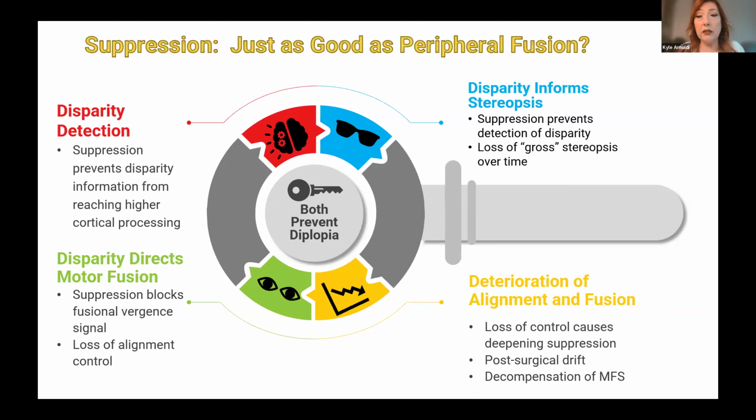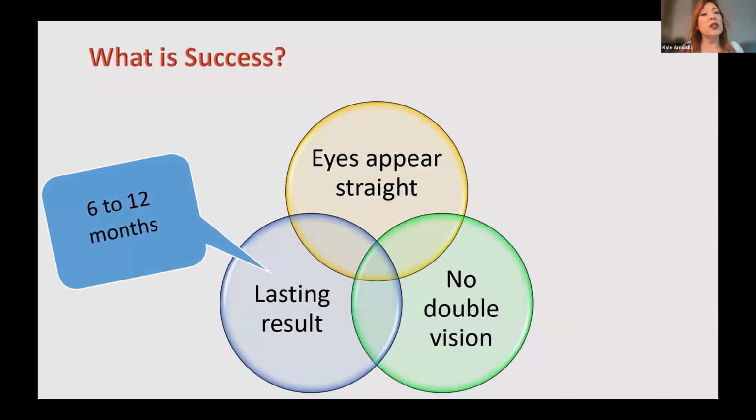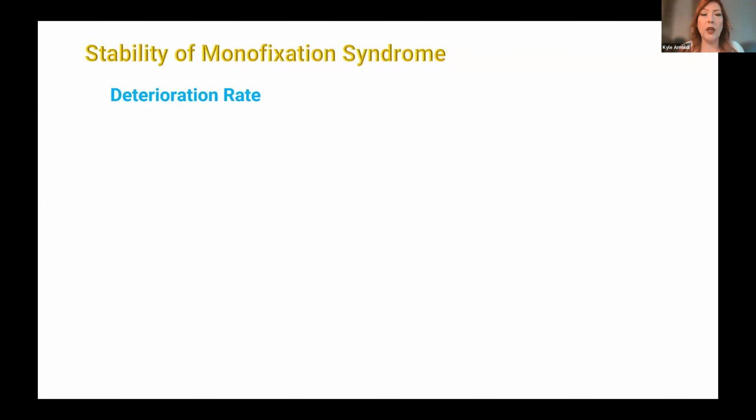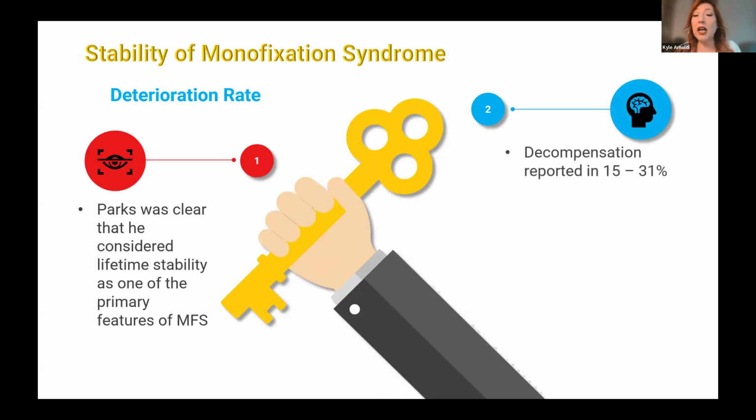Now, of course, disparity information is critical for the appreciation of stereopsis, but we can't forget about its role in motor fusion. Over time, with deterioration, these patients can lose whatever gross stereopsis they might have had. Finally, let's look at what we consider to be long-term. Now, Parks was pretty adamant that he considered lifetime stability to be a major feature of monofixation syndrome.